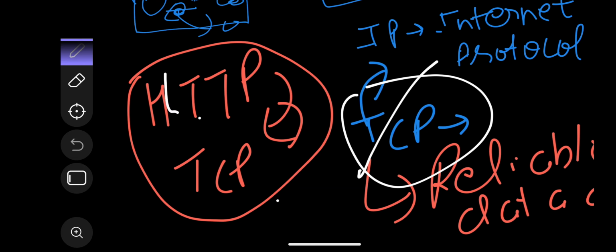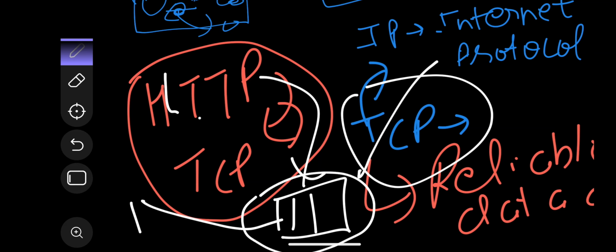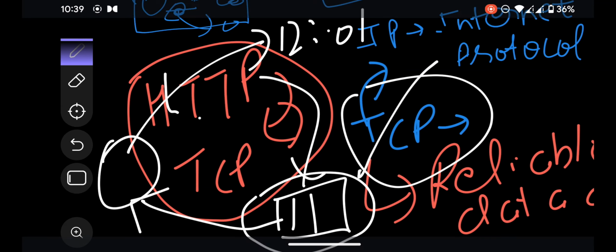Now you can take an example: a call has been made through HTTP, and this packet is being sent to the source. This source has an IP address, which can be anything. Like I told you about Pokemon.com, it can be something like 123.61 and so on.